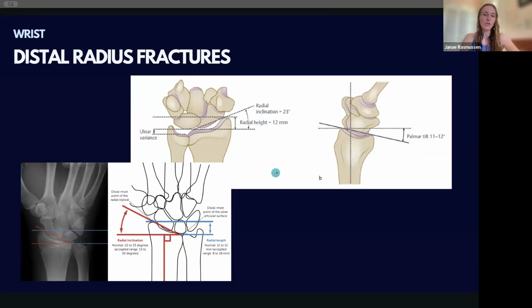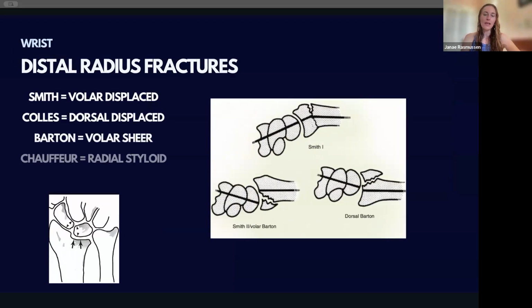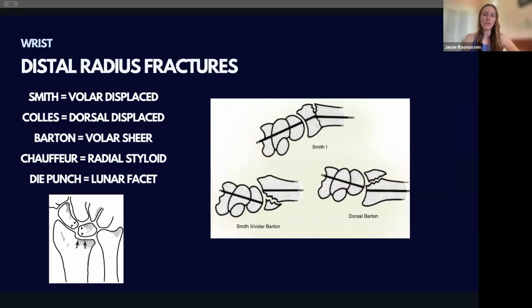And this is really important when we're doing operative intervention for a distal radius fracture, assessing whether or not there is appropriate radial inclination and volar tilt. All of that, if you don't have it in appropriate alignment, can increase the risk for things like non-union or chronic arthritis. And so with your distal radius fractures, there's a bunch of different terms that can be utilized.